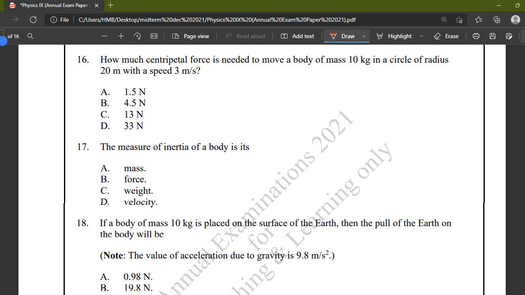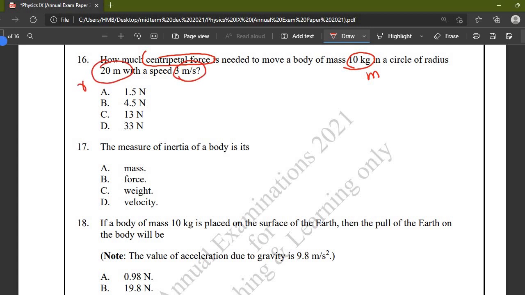Let's see question number 16. How much centripetal force is needed to move a body of mass 10 kilogram? So we have mass, we have radius and we have speed 3 meter per second, and we have to find the value of centripetal force.